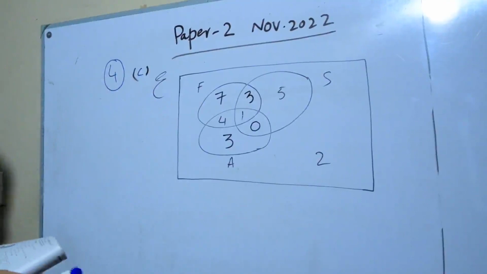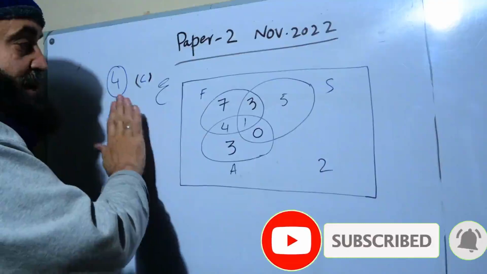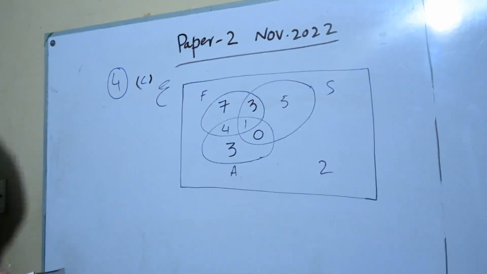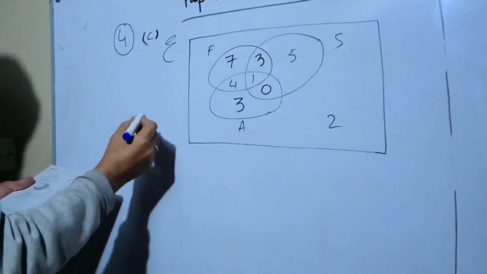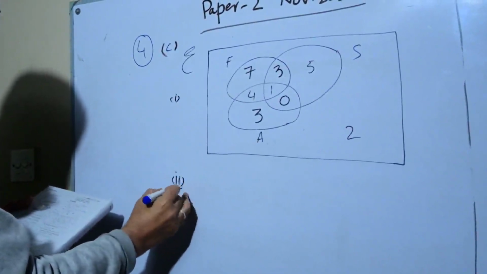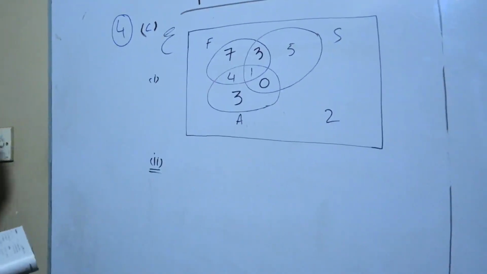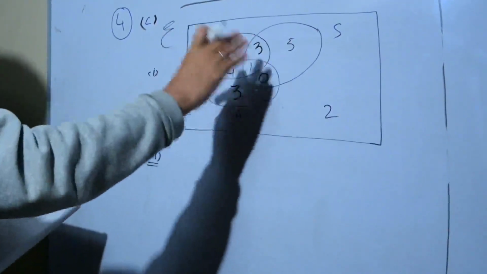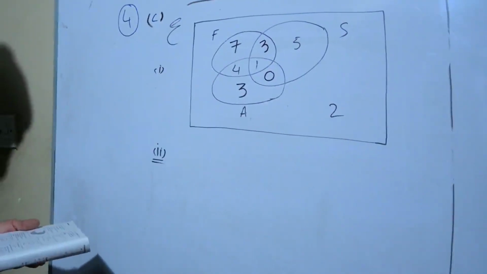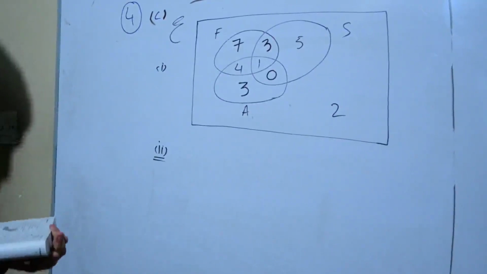So this is how you complete the Venn diagram, and this is the answer to part C of question number 4. This was part 1 of C, and the second part of C is: 2 of the students are selected at random. Find the probability that they both study Spanish only.